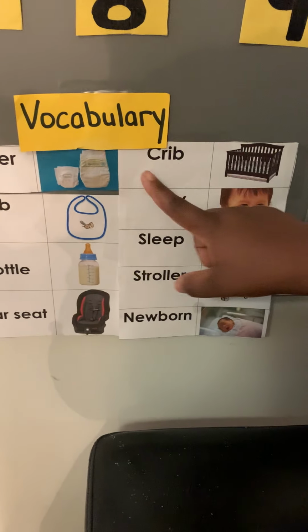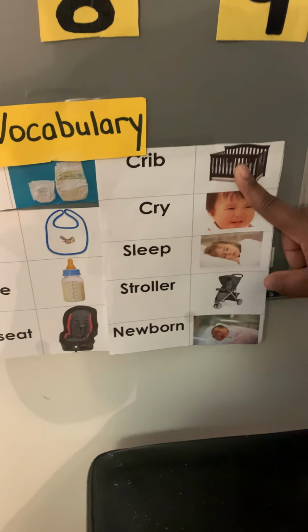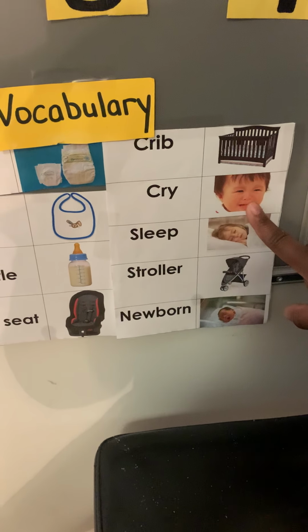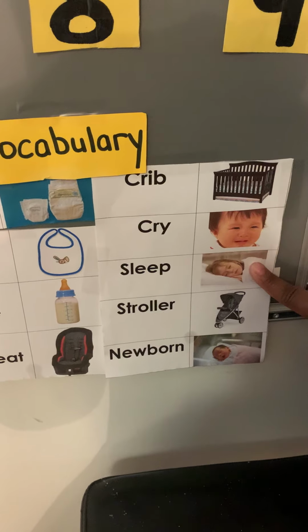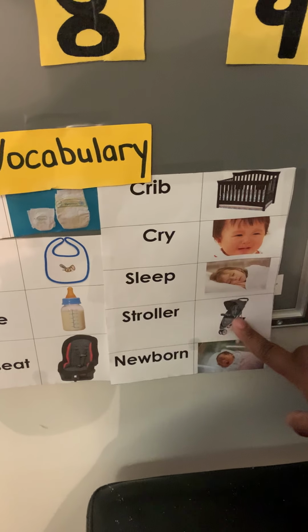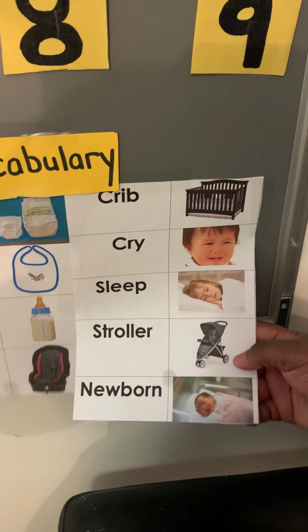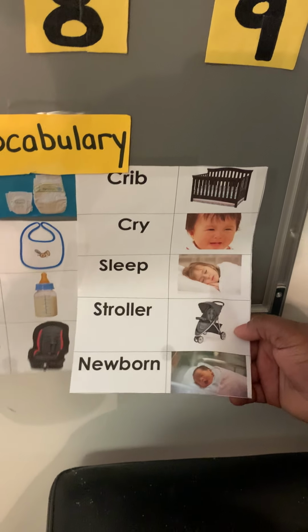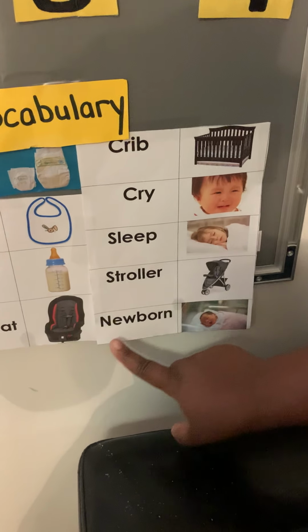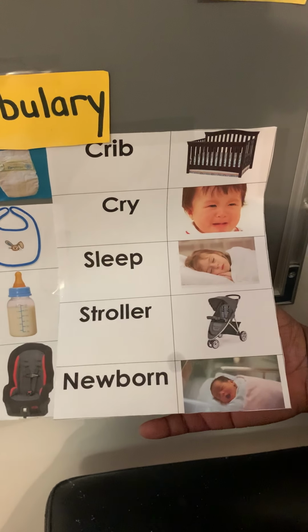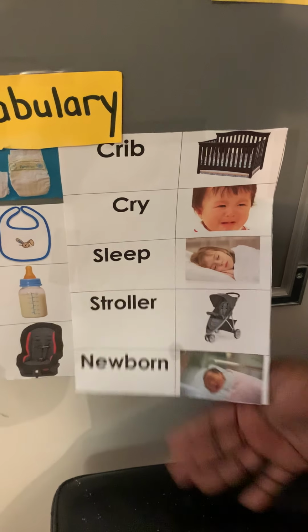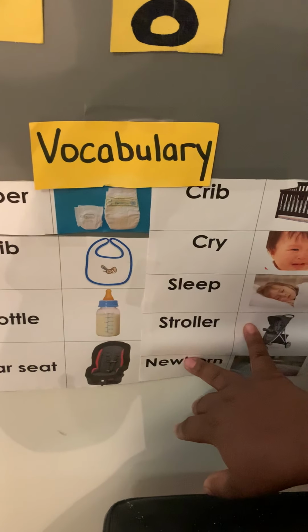They sleep in a crib. We know babies cry. They sleep. They move from one place to another, transportation, in a stroller. And babies who are just born, little teeny tiny babies, are called newborns. So these are our vocabulary this week.